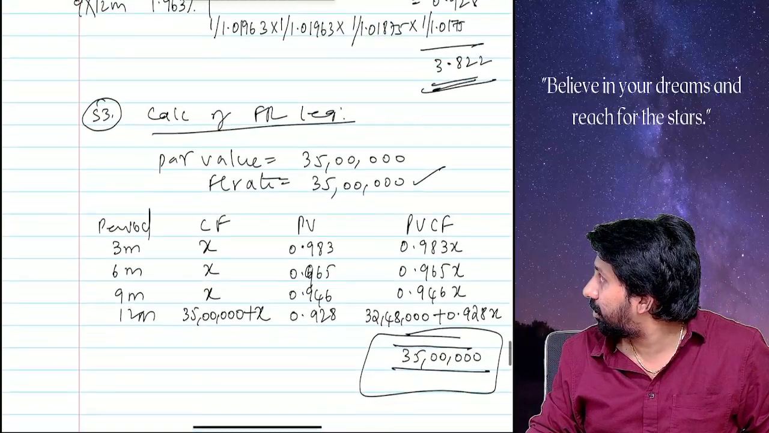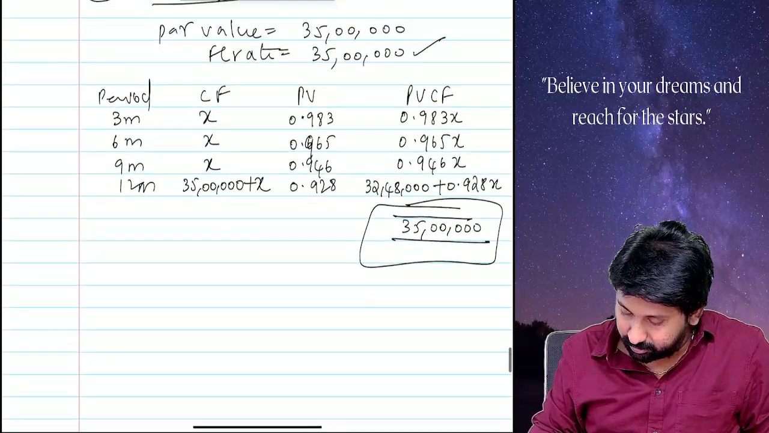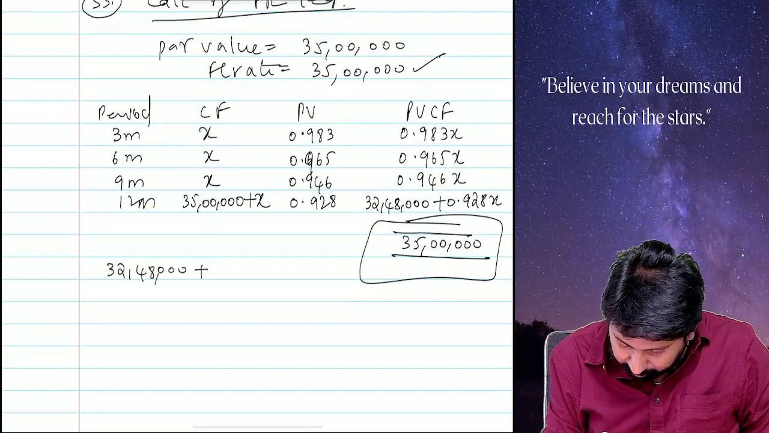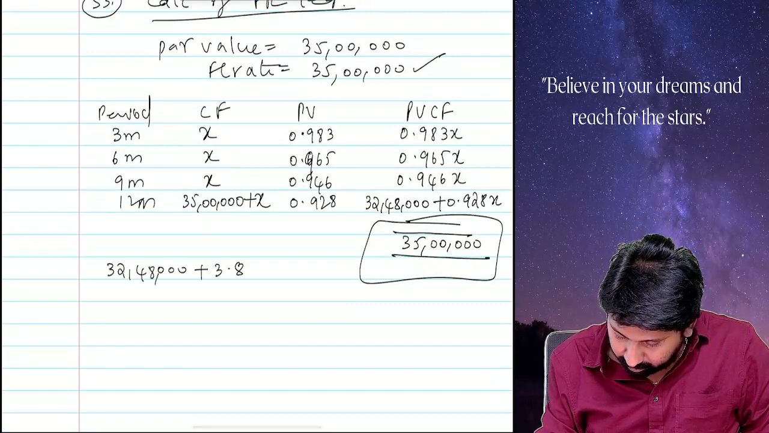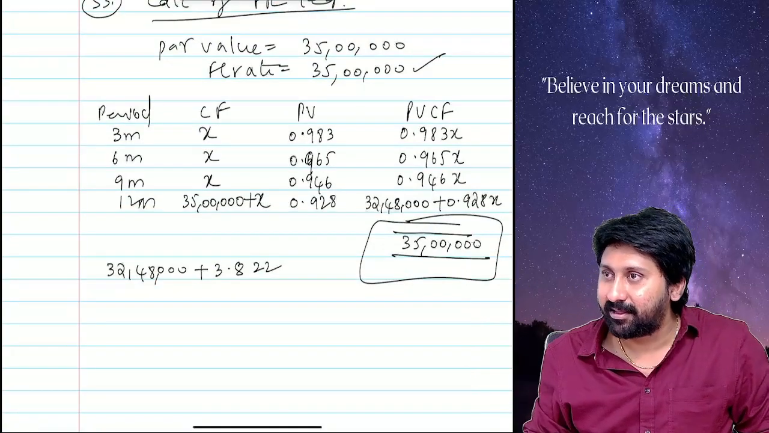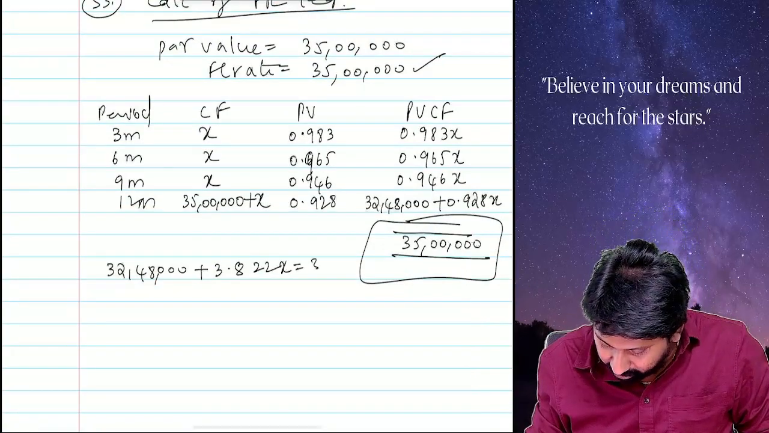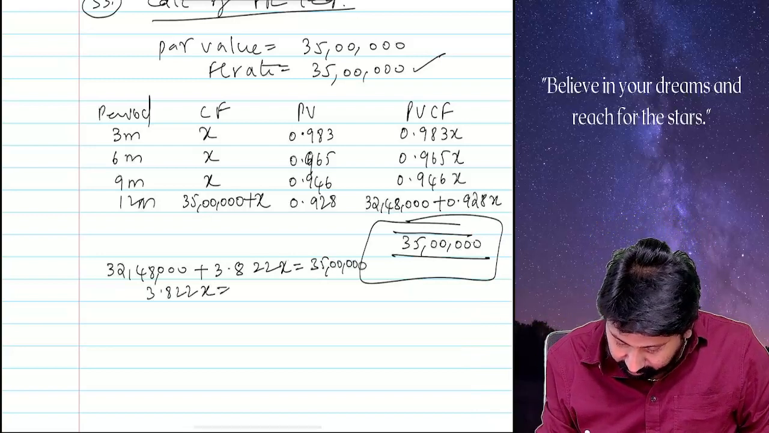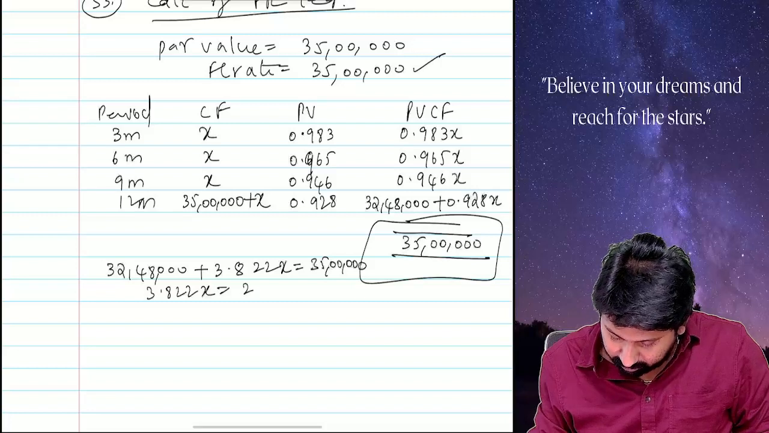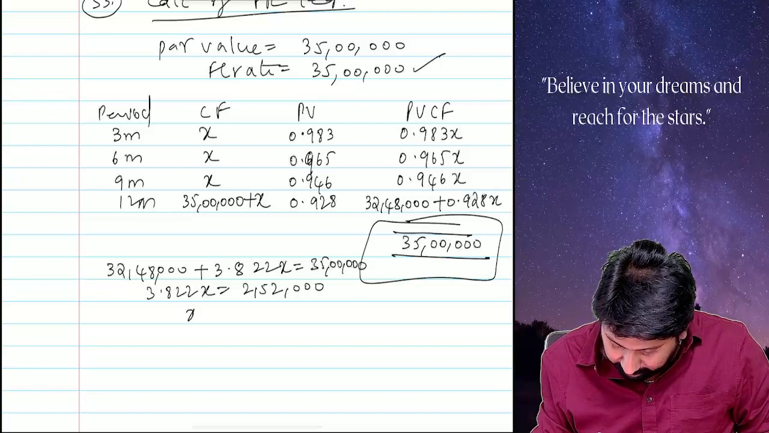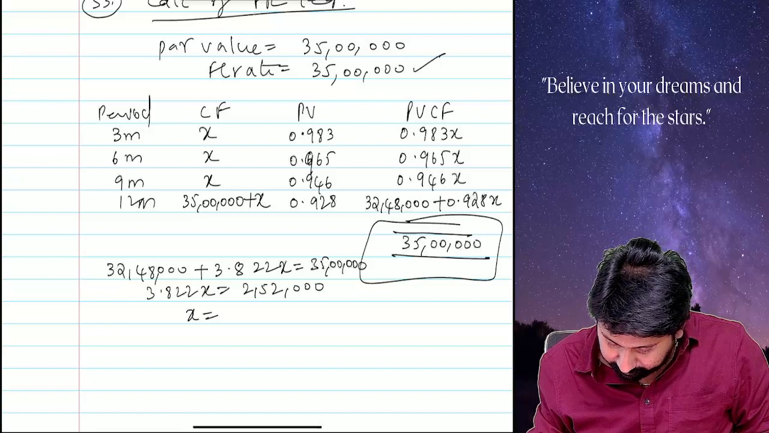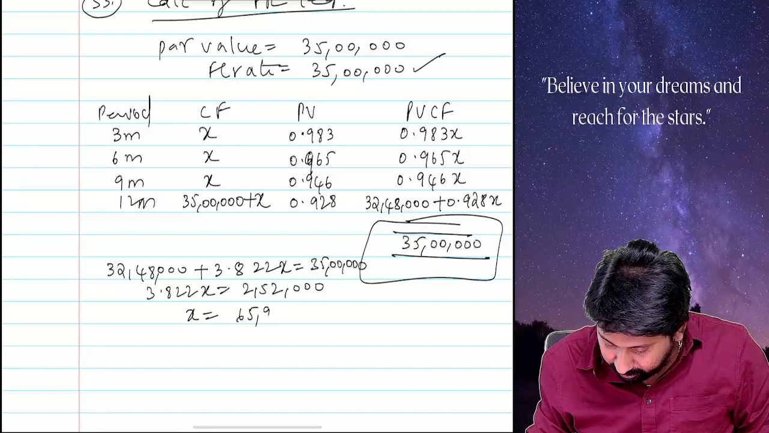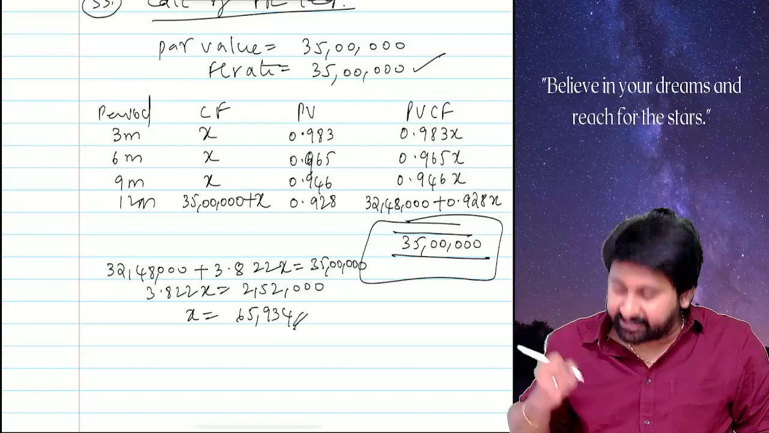Yes, sir. It is 32 lakh 48,000 plus 3.822. That's why I asked you previously. 3.822 X equal to how much? Understood? 3.822 X equal to 2,52,000. X equal to 65,930. This is the interest.